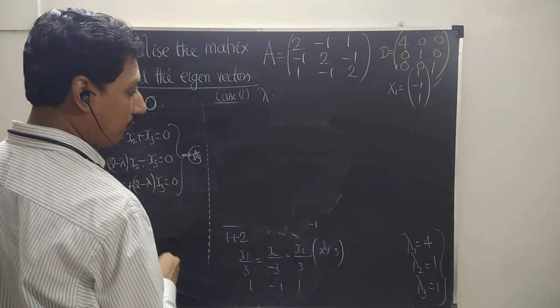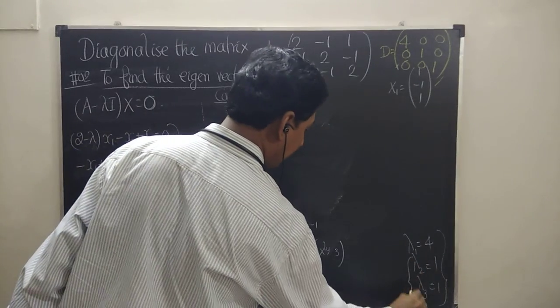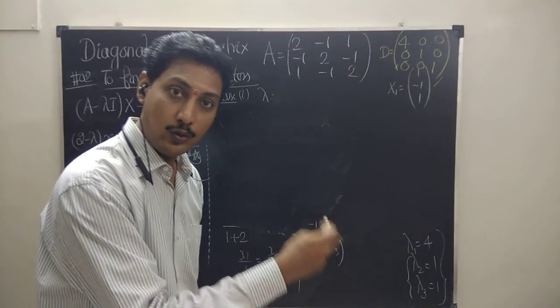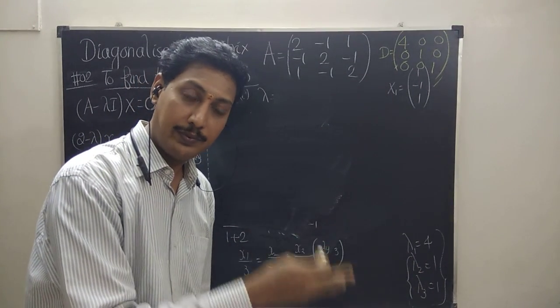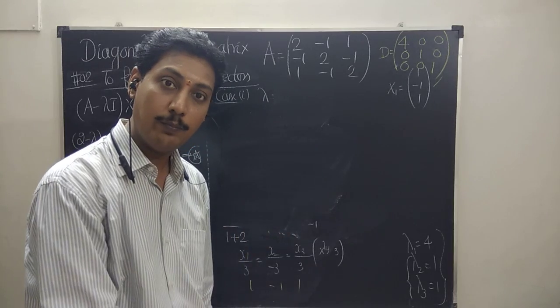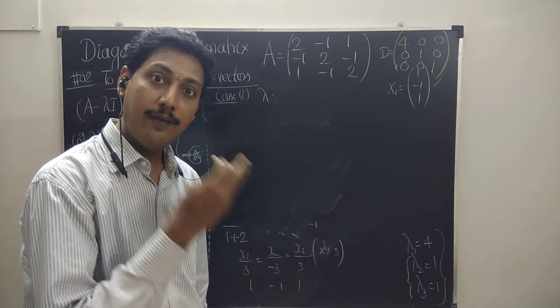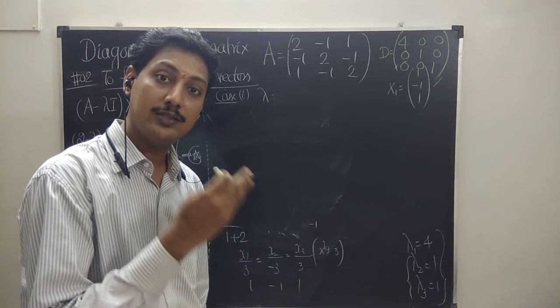So case number 2 for lambda equal to 2. Let us see that lambda 2 is 1, lambda 3 is also 1. Please kindly see that both are equal eigenvalues, but I need the eigenvectors which are pairwise orthogonal. That is very, very important.